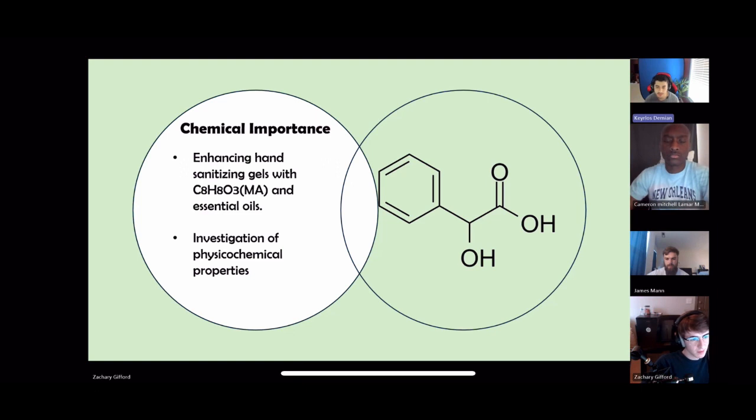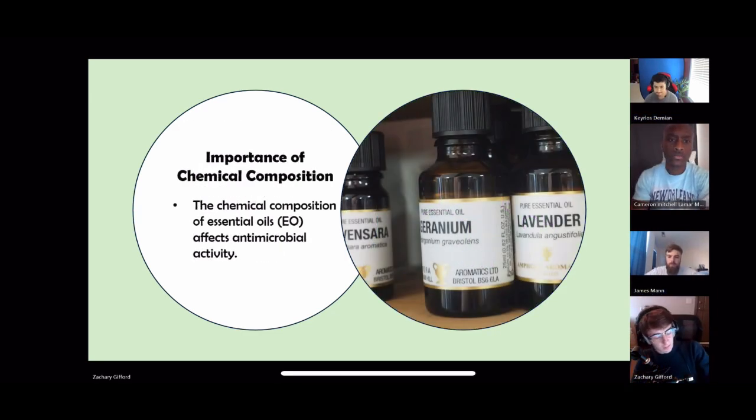So when discussing non-alcohol based hand sanitizers, there are two substances that are generally used, and those are mandelic acid, so that's the formula for vanilla right there, and essential oils. These two substances help with the physiochemical properties of these hand sanitizers, which makes them softer for the skin and less harsh, such as the impacts of alcohol-based hand sanitizers. The importance of the chemical composition of these hand sanitizers, the essential oils, is that it affects antimicrobial activities.